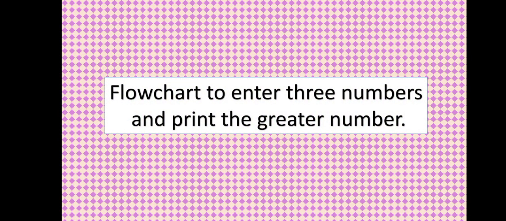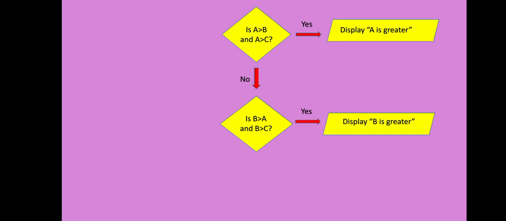Now what if we have to make a flowchart to enter three numbers and print the greatest number? Here I'm only presenting the conditions to you. The first condition is: is A greater than B and A greater than C, because we have three numbers A, B and C. If A is greater than B and A is greater than C, and it is true, we can say that A is greater. What if it's false? We are going to check: is B greater than A and B greater than C? If yes, we are going to display that B is greater. Else we are going to display that C is greater.